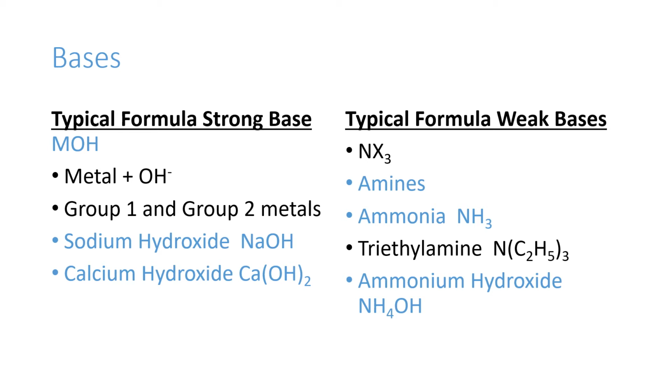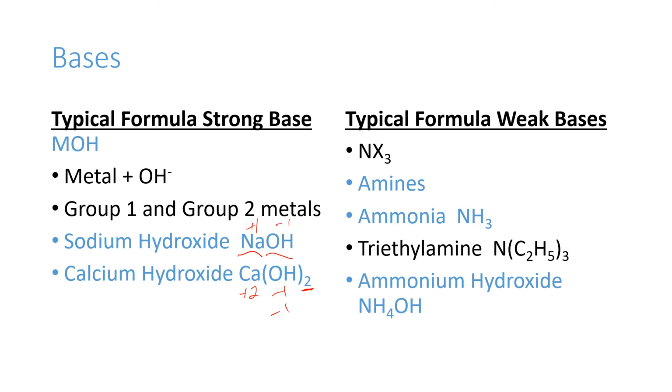And again, the charge of the metal in this case will determine how many OHs there are. So group 1 metals like sodium, lithium, potassium only need one OH because they always have a +1 charge to go with that -1 charge. Calcium, magnesium, barium have a +2 charge, so they need two OHs, each with a -1 to counterbalance that.